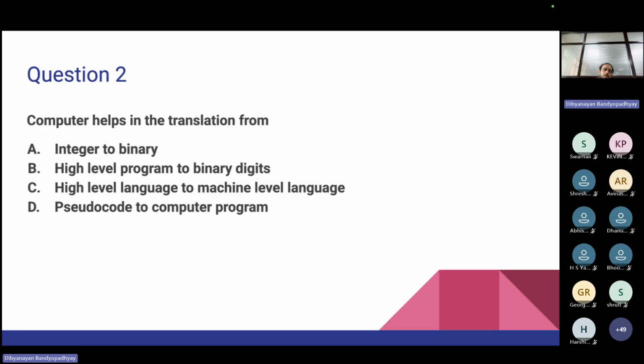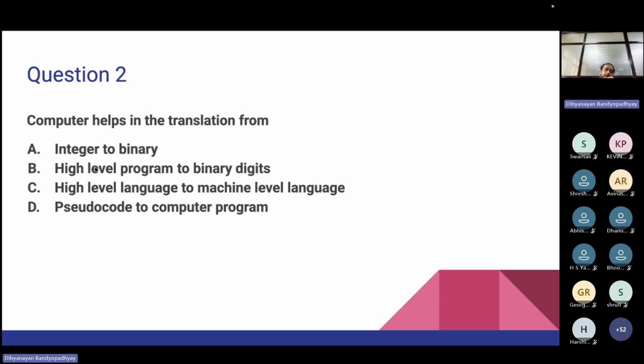So do you think that a computer actually helps you to only translate from integer to binary? Certainly, this is not the case because computers can handle multiple tasks actually. Maybe translation from integer to binary is part of the task, but it is not the whole task. So yeah, this can be ruled out then, right?